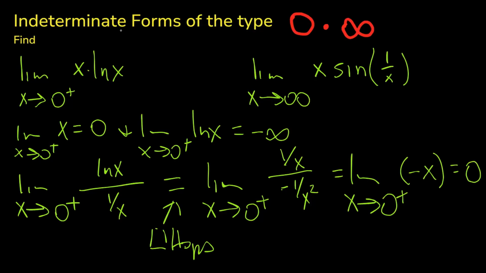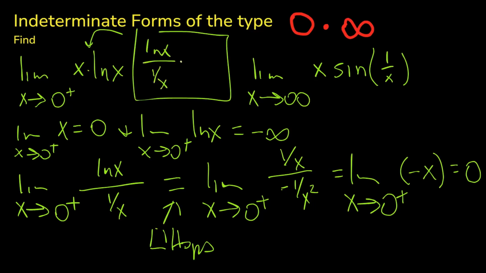Now, whenever you have a product like this, you have to make a choice. Are you going to write it as natural log x over 1 over x, or are you going to write it as x over 1 over natural log x? You could do it either way. We picked this one because it's much easier to differentiate just natural log x and just 1 over x than it is to differentiate 1 over natural log x that we have in the denominator.